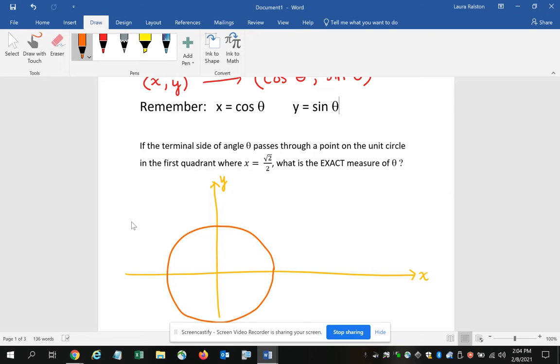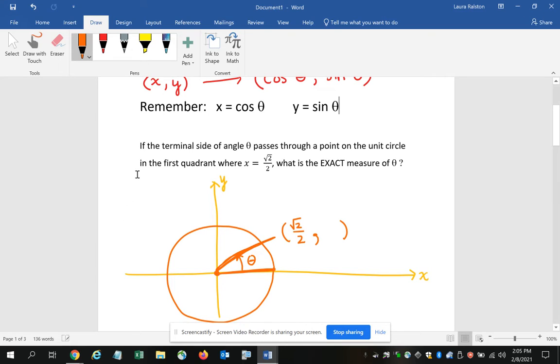And it says the terminal side. So typically when we draw an angle on the unit circle, your vertex of the angle is on the origin. Your initial side is on the positive x-axis, and then you rotate. So we're going to rotate this angle, and the terminal side is where the angle stops. Okay, so this would be angle theta that we're looking for, and we're told in terms of an ordered pair that the x value is square root 2 over 2.